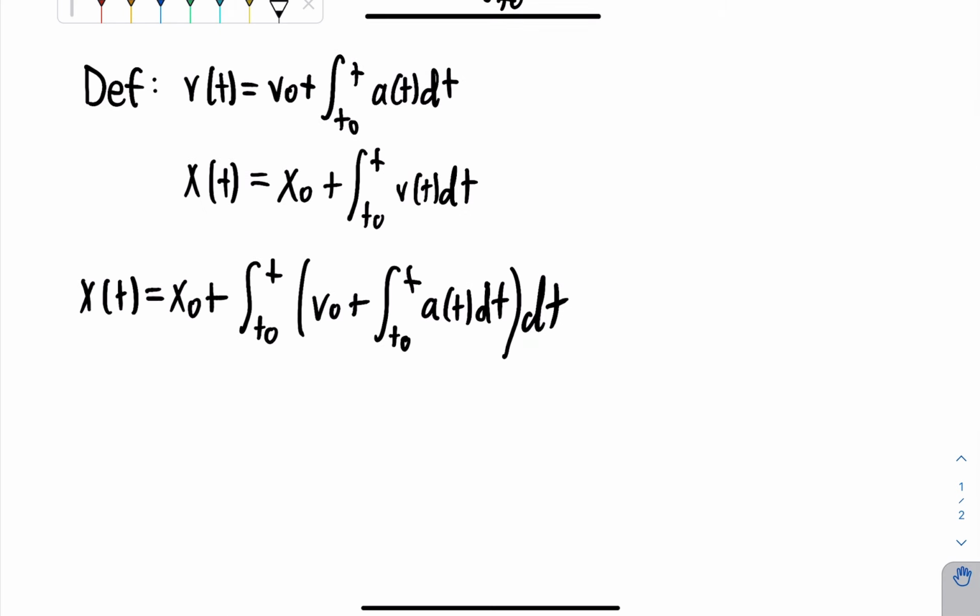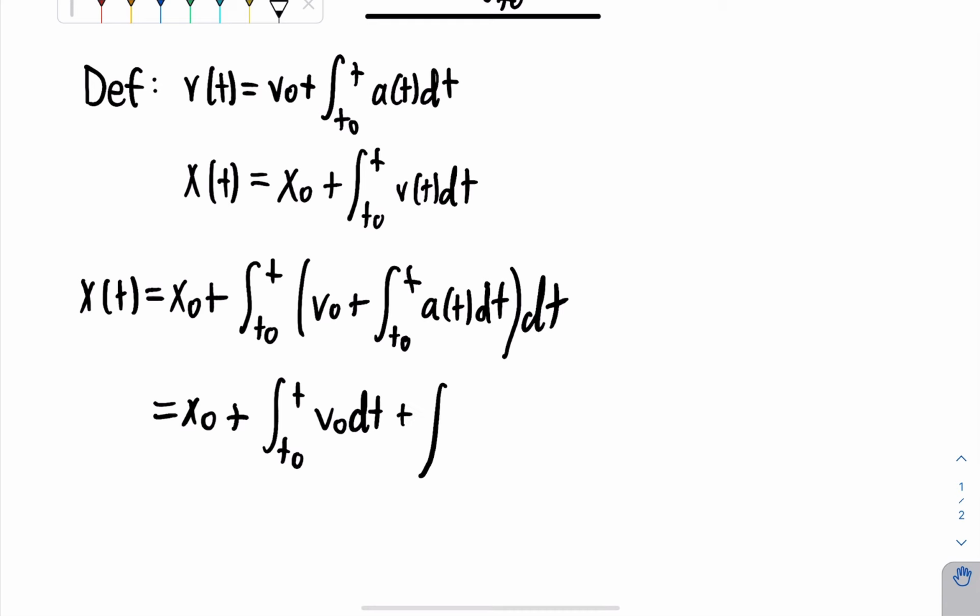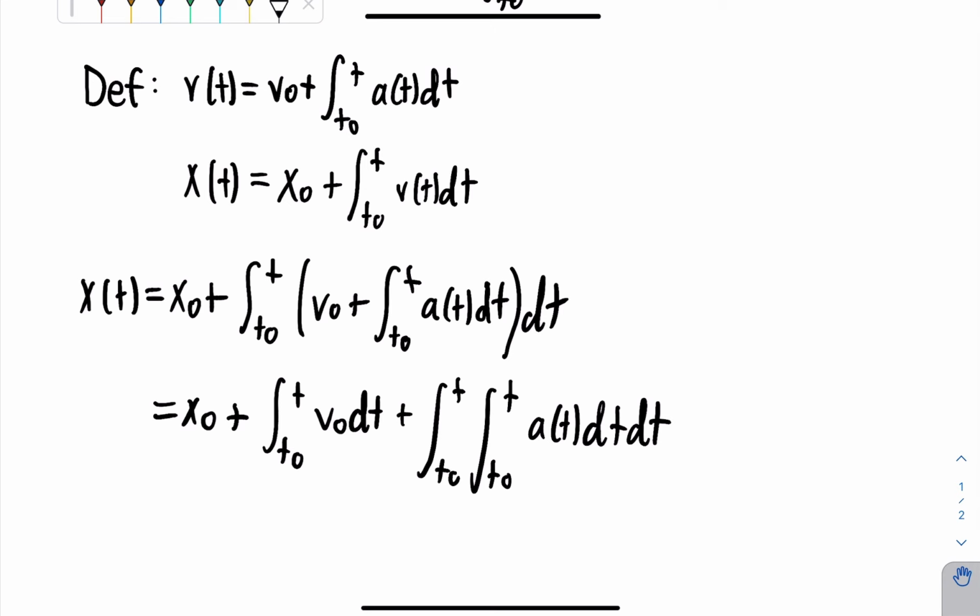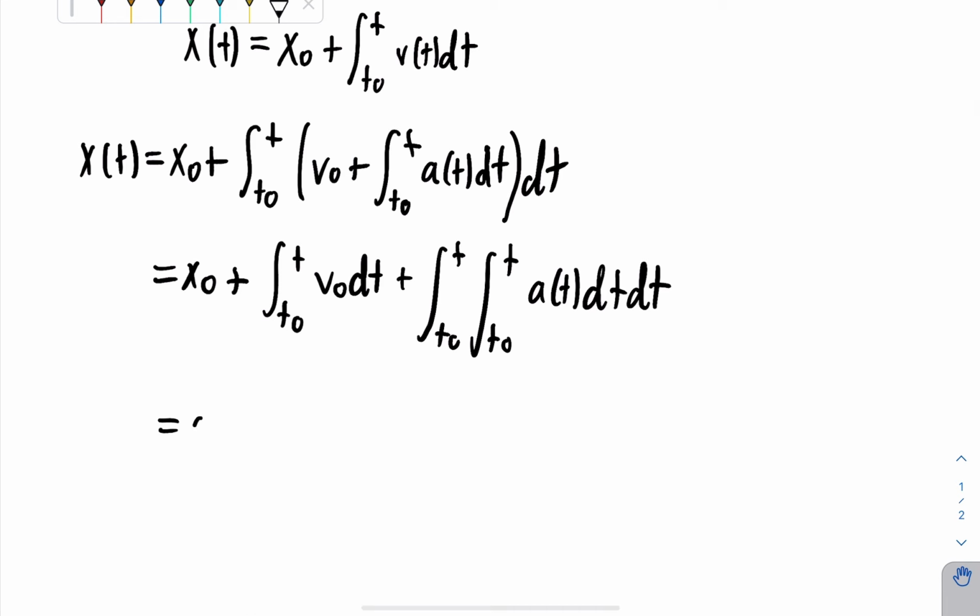Now what we can do is distribute and use the linearity of the integral to further simplify this equation. So we get x naught plus the integral between t naught and t of v naught dt, and then plus another integral between t naught and t of a of t dt dt. So we have two dt's, so we're integrating twice. That is not a double integral, but rather an integral that you then take the integral of. So we're integrating over t twice. Now you may have noticed that this first integral we are able to do. So we get x naught plus v naught times t minus t naught, but we still have this other integral between t naught and t, again between t naught and t, of a of t dt dt.